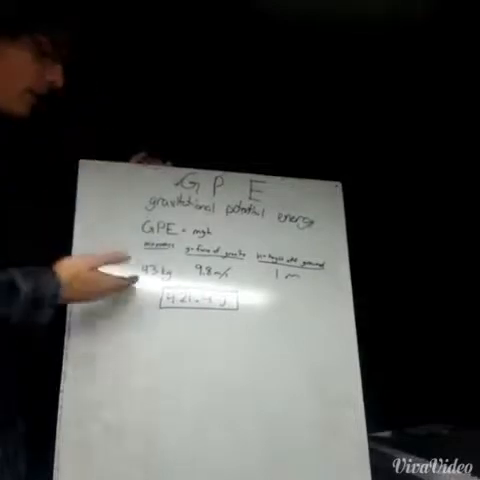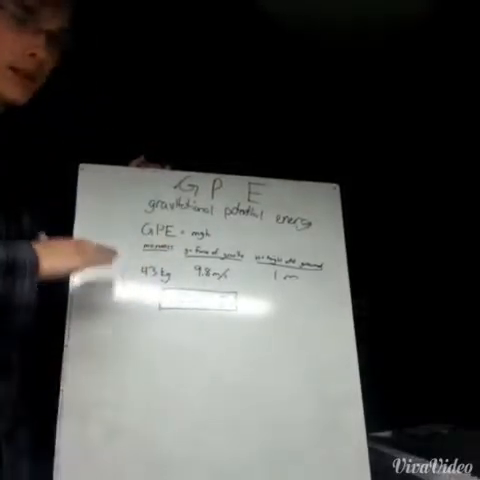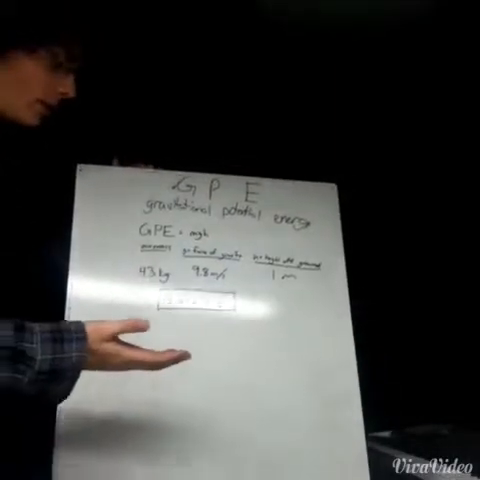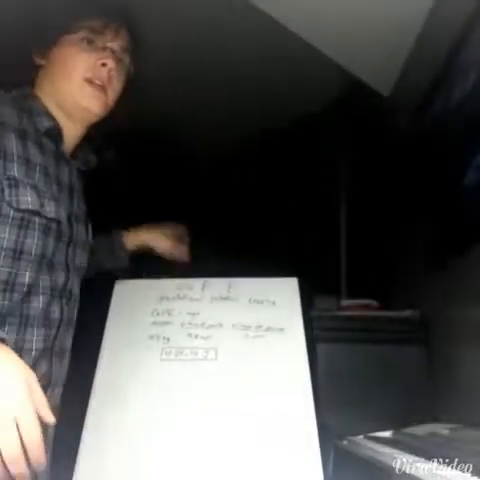In this case, mass is 43 kilograms, force of gravity is 9.8, as always, never changes. And height off the ground was 1 meter. Multiply all that together, you get 421.4 joules as the gravitational potential energy from this trial.